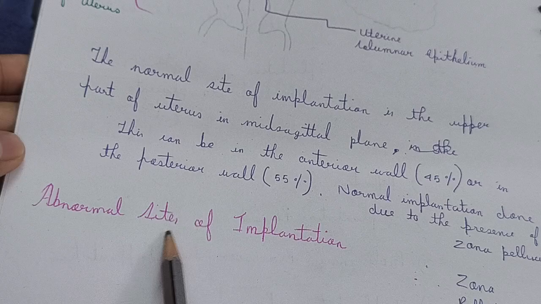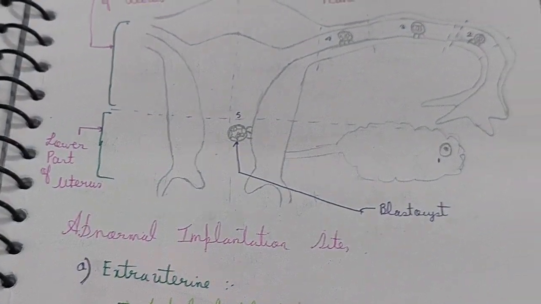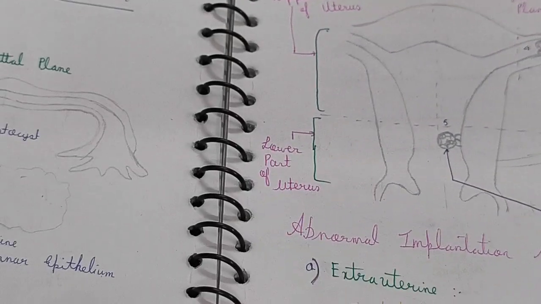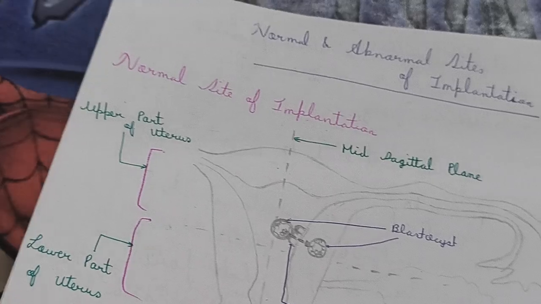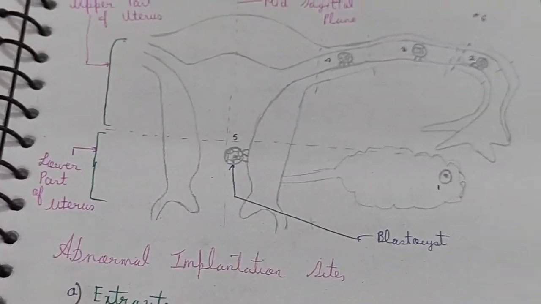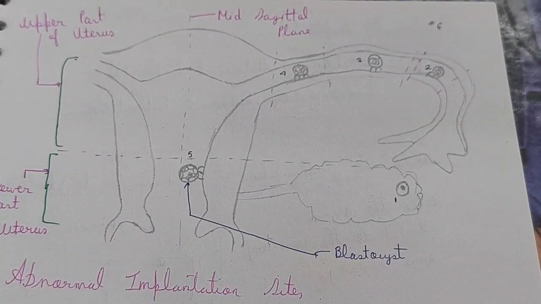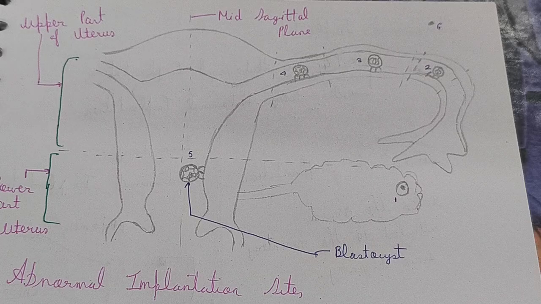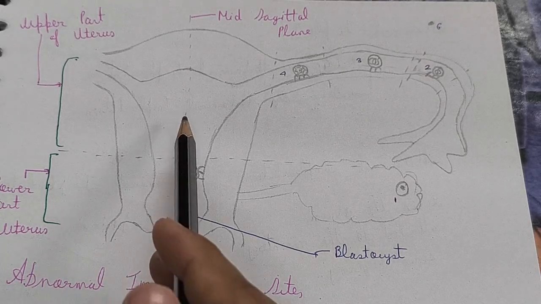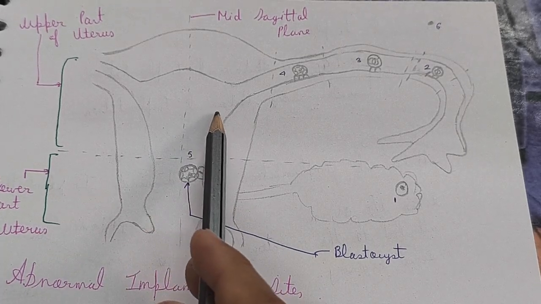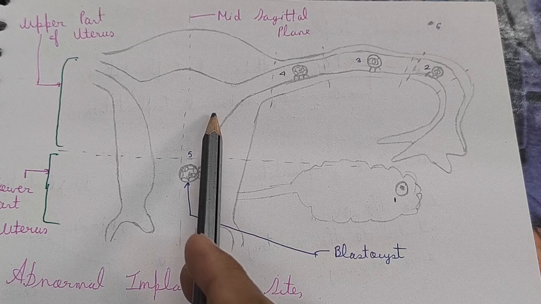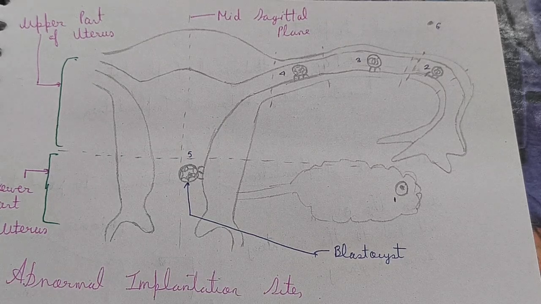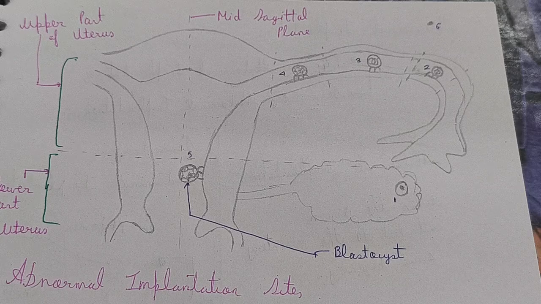Abnormal implantation did this. So now I am going to discuss that's all about the normal site of implantation. Now I am going to discuss the abnormal site of implantation. Before that, as you have understood, the normal site of implantation occurs in this upper part of uterus, and all other implantation occurring elsewhere is considered abnormal.